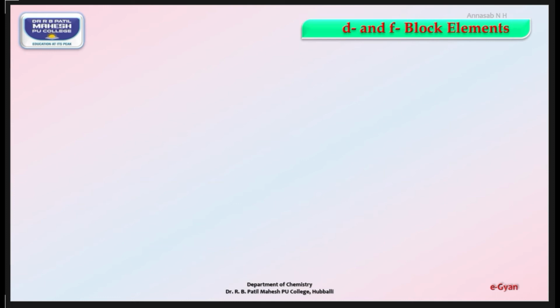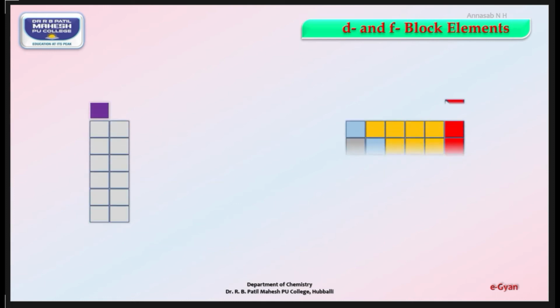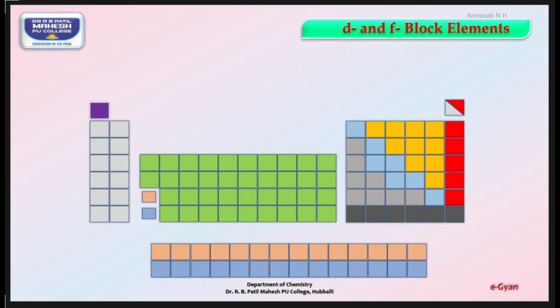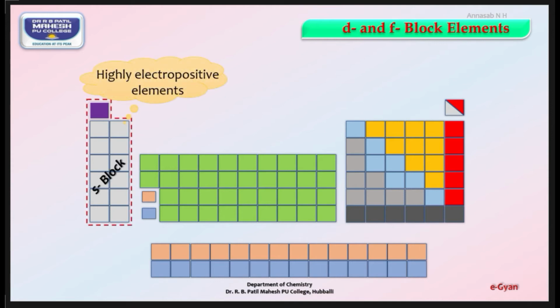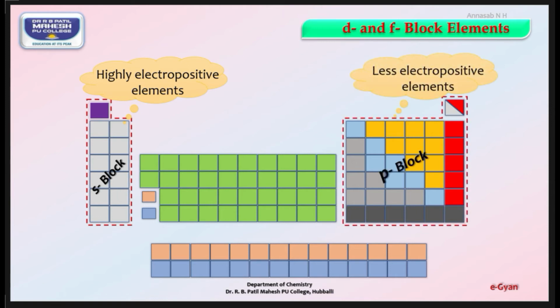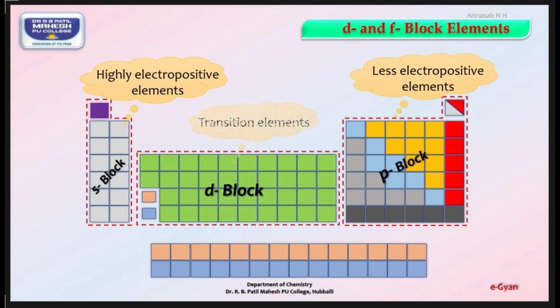Moving further, so we have periodic table here. First is S block, which has higher electropositivity. Next is P block, which is least electropositive but more electronegative. In between there is a presence of D block, and the last one is F block. So D block elements also known as transition elements, and F block is known as inner transition elements.